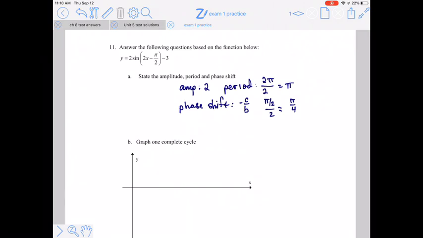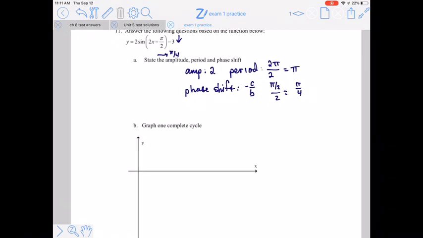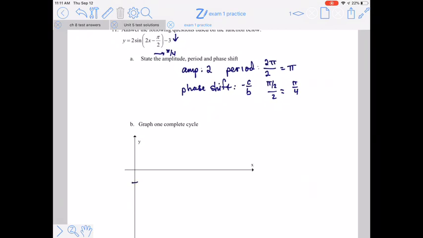So we shift right pi fourths, and then we shift down 3 units there. So the idea for graphing these types of graphs with horizontal and vertical translations is you actually shift the whole axis system and you create a new set of axes centered around the point.